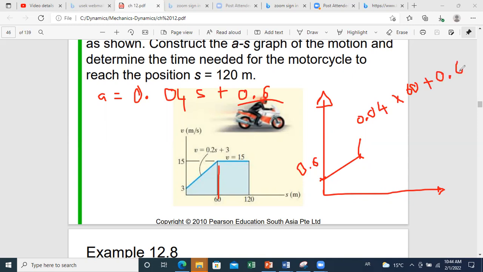Okay, so you have 0. So 0 and 0 will cancel out. 0.4 times 6, so you have 2.4. So 2.4 plus 0.6, it's 3. Okay. So the acceleration at this point is equal to 3.